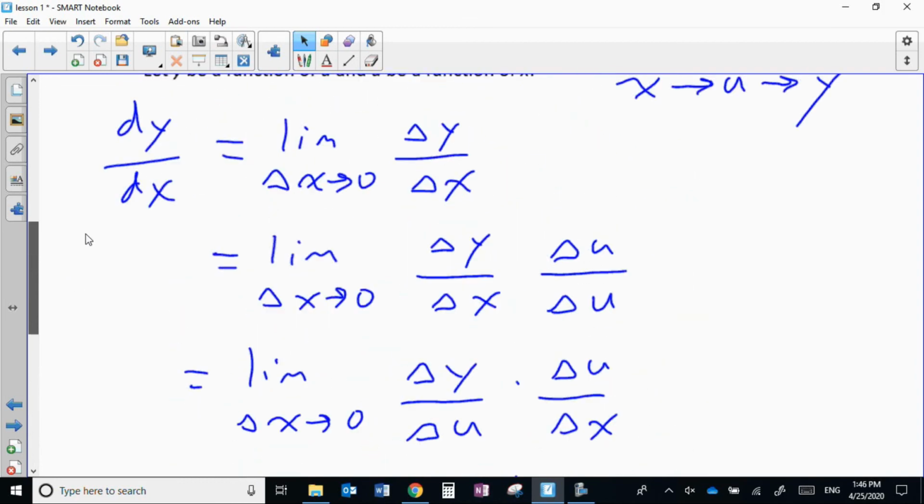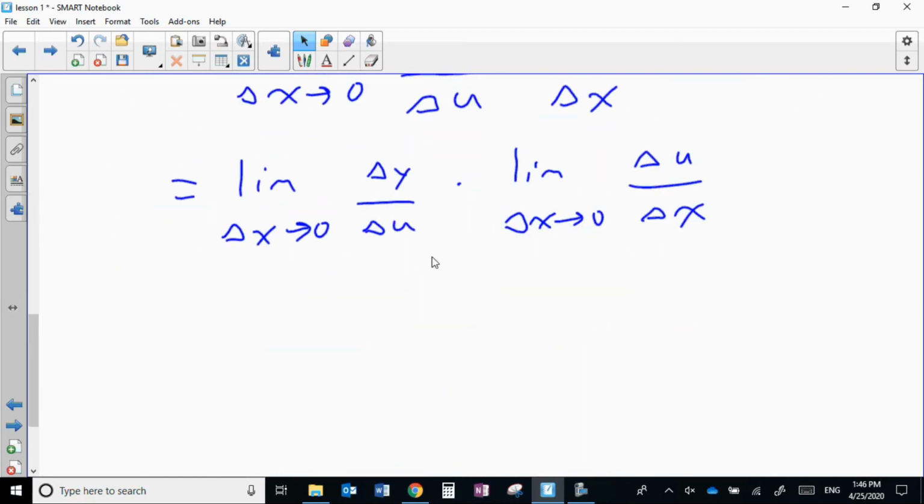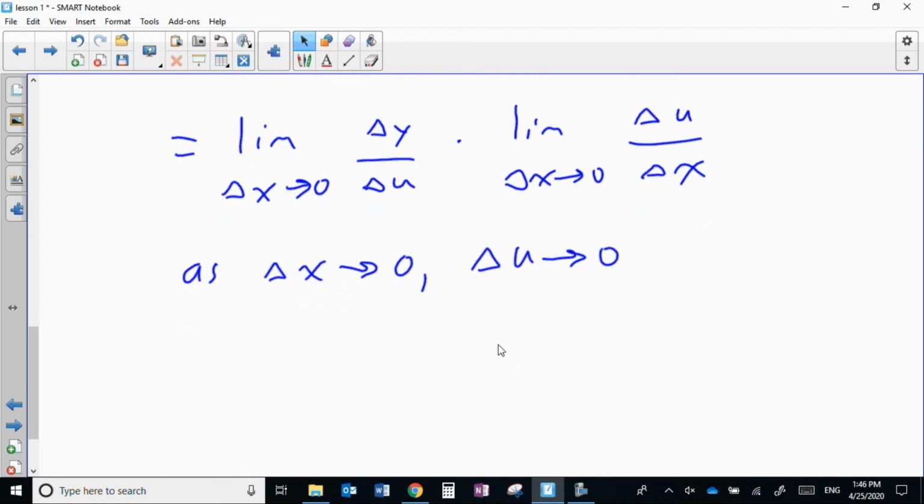Now, one thing we can look at is since u is a function of x and y is a function of u, it would make sense to say that as the change in x gets closer to 0, the change in u should also get closer to 0 as well. Since u is a function of x, as you bring the change in x closer and closer to 0, then the change in u is also going to start to approach 0 as well, which means that we can replace delta x with delta u.